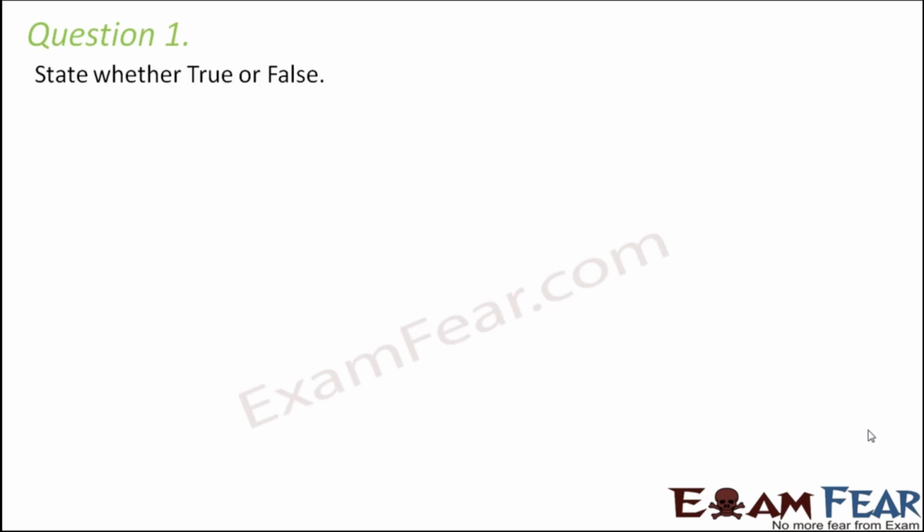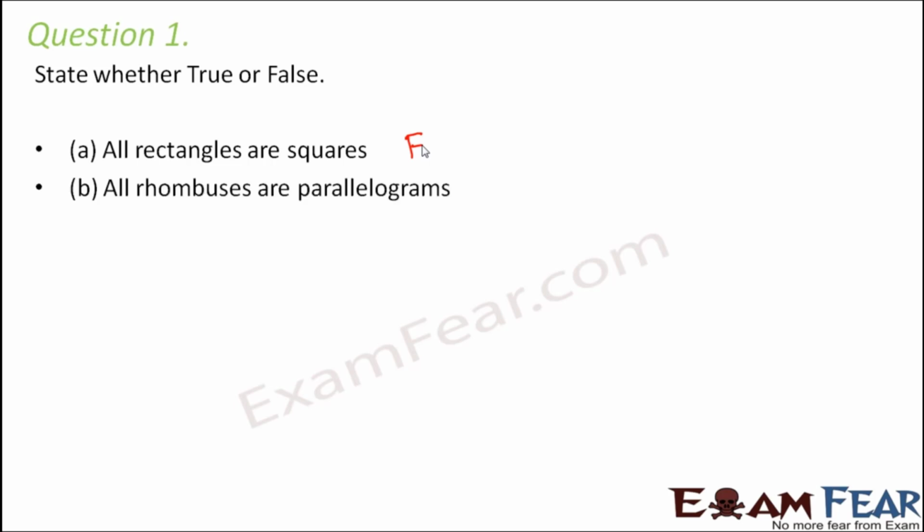Question number 1. State whether true or false. All rectangles are squares. That is a false statement, because rectangles have all angles equal, but all of their sides are not equal. In order to become a square, all the sides need to be equal. So all rectangles are not squares.